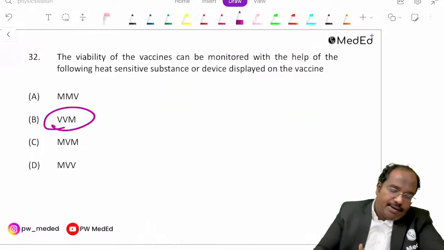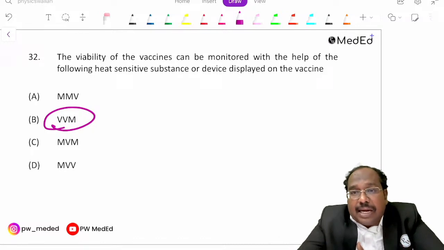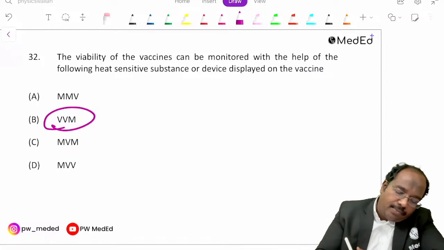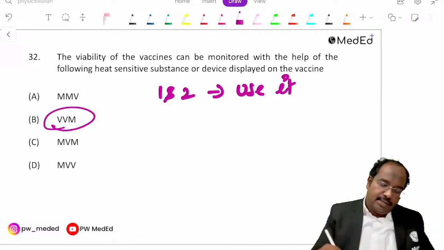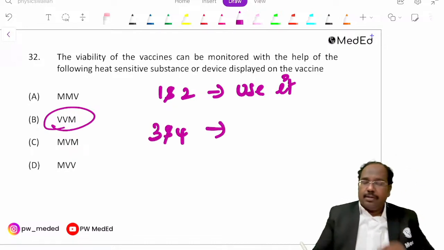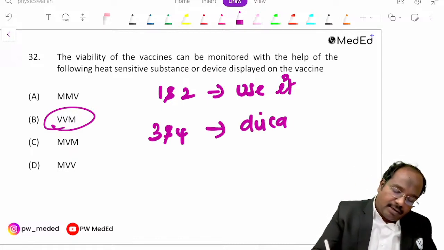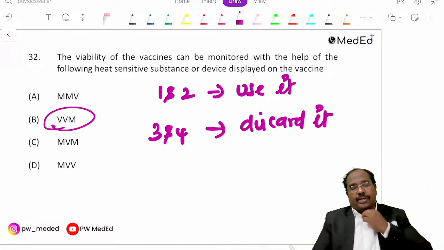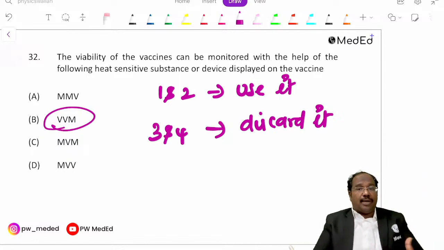VVM is the vaccine vial monitor. Can you tell me at which stage you can use it and at which stage you can discard it? VVM stage 1 and 2, you can use it. Stage 3 and 4, you can discard it, guys. There will be an outer square and an inner dark circle. As it gets dark, you have to discard it.